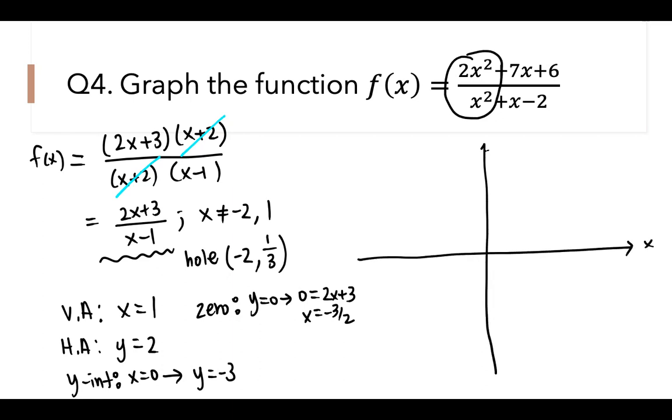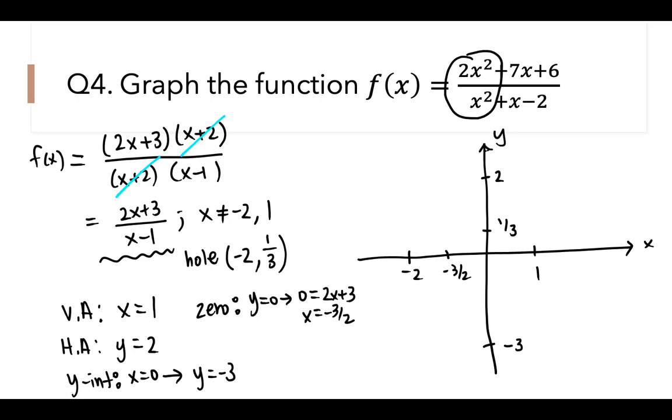This is x, y. I'm going to label all the important points. So there's the hole at -2, 1/3. And this is 2. And we have an x-intercept at -3 over 2. And we have a y-intercept at -3. And there is an asymptote at 1. Okay, so I just marked all the important points.